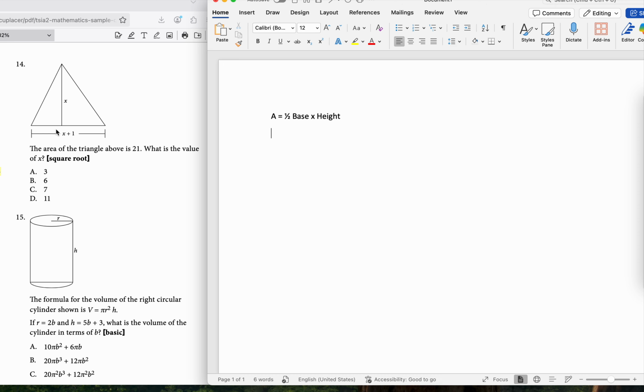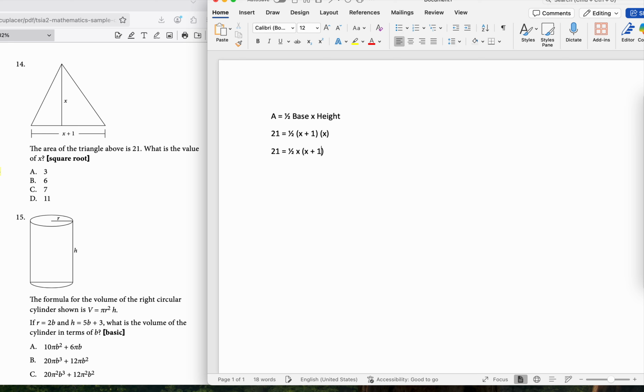Well, the base is the bottom, right? X plus 1. And they give us the area of the triangle already. So the area is 21. We have half the base, which is x plus 1, and then we have the height, which is x. Well, a convenient way of writing that is 21 equals 1/2 x times x plus 1.